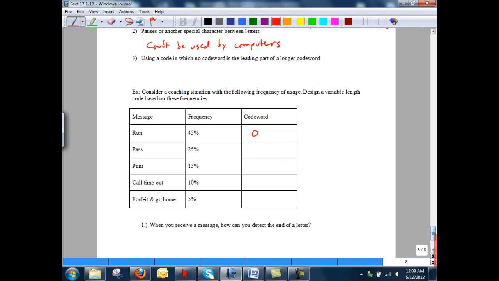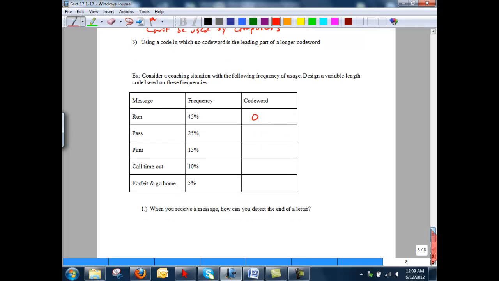I'm just going to assign the code word 0 to a run play. So the most frequently used word gets the shortest code.